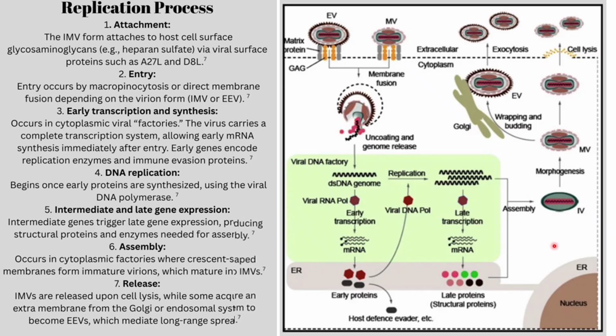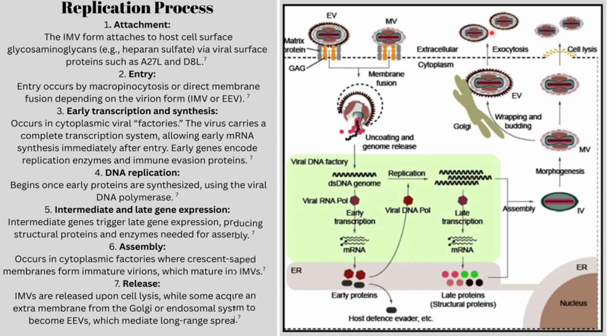Assembly occurs in the cytoplasmic factories, where crescent-shaped membranes form immature virions, which mature into IMVs. So here we see the replication factory and the production of the intracellular virion. Now, this is where I feel it's very unique, in the release. This intracellular virion will mature into the mature intracellular virion, or it will go to the Golgi apparatus to be enveloped and exit through exocytosis.